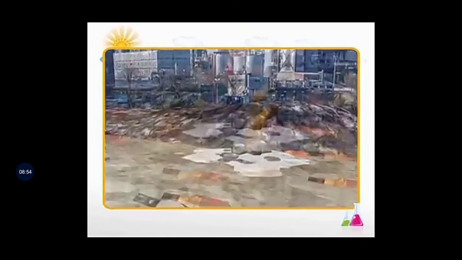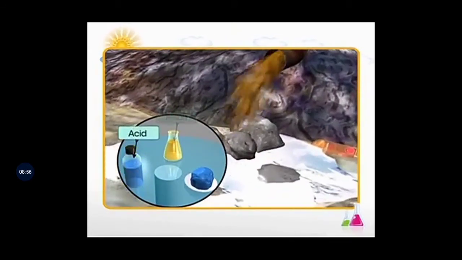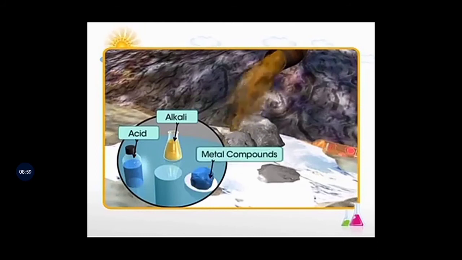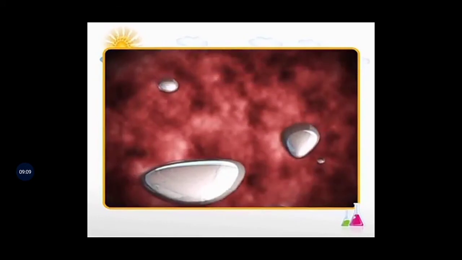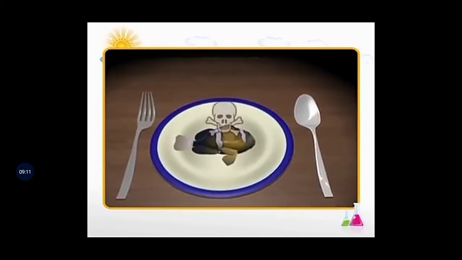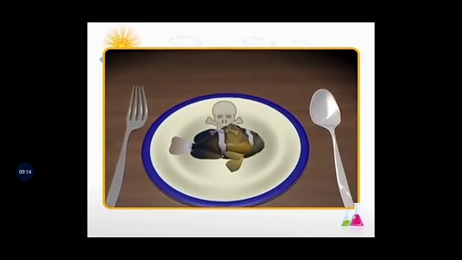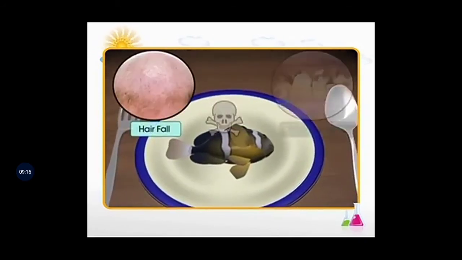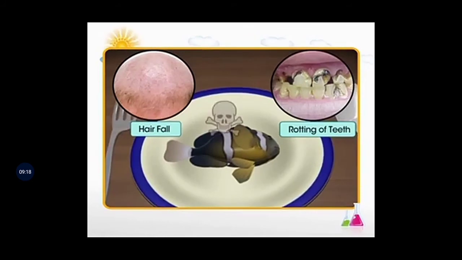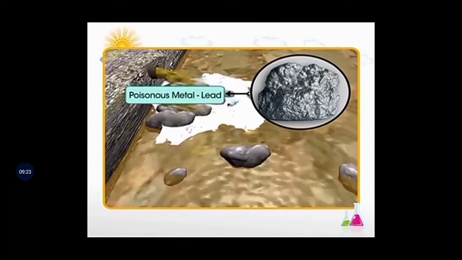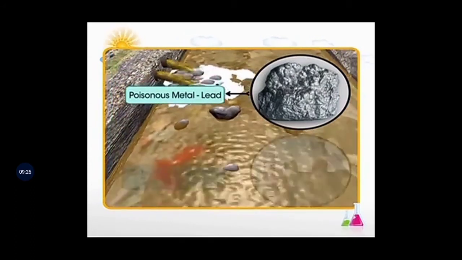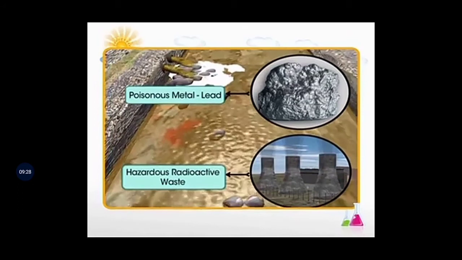Some of the common wastes like acid, alkali, and metal compounds are dumped in the rivers by chemical factories. Metal pollutants like mercury do not kill fish, but accumulate in their bodies. Consumption of such contaminated fish leads to accumulation of metal in our body and results in hair fall, rotting of teeth, and even death. Lead is another hazardous water pollutant, but the most dangerous water pollutants are radioactive wastes from nuclear plants.